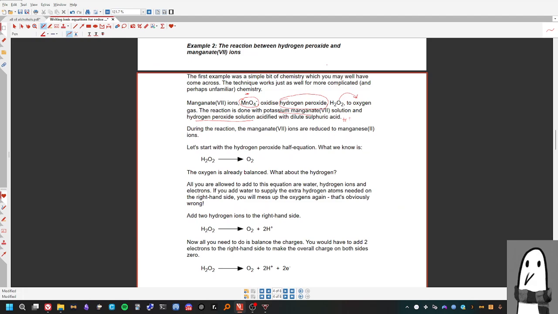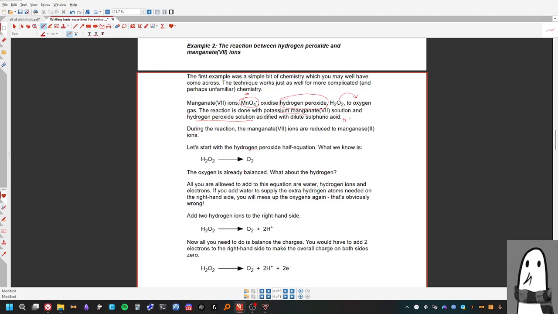Okay, why are we diluting this with sulfuric acid? I'm pretty sure that's to have excess H plus ions so that the reaction can continue. But anyways, let's go. So during the reaction, your manganate ions are reduced to manganese 2 ions. So they've stated that. So we can start off with the hydrogen peroxide half equation.